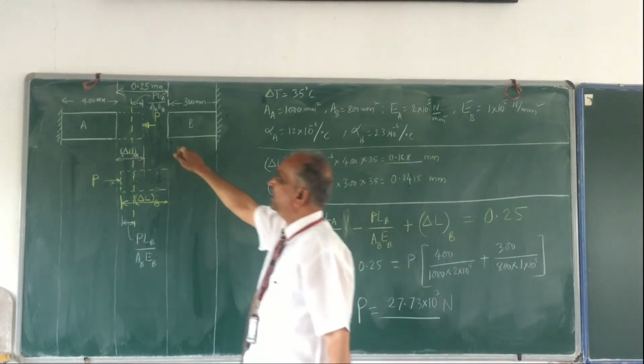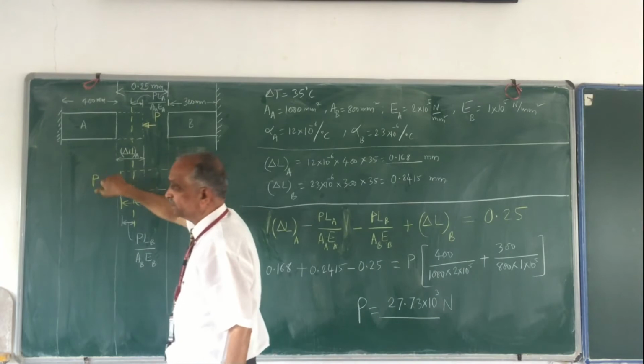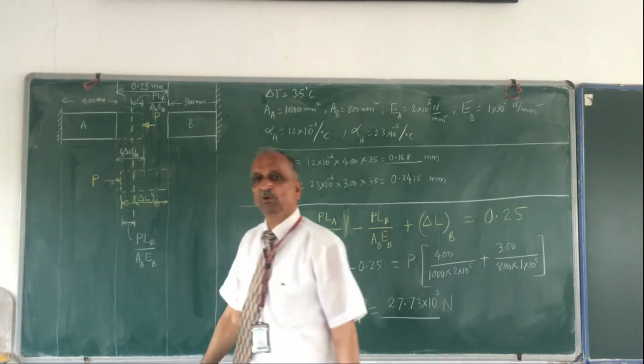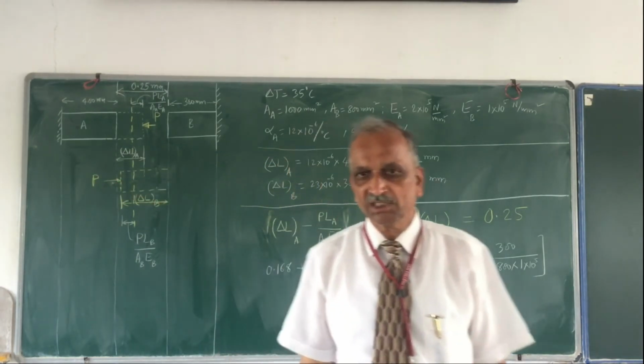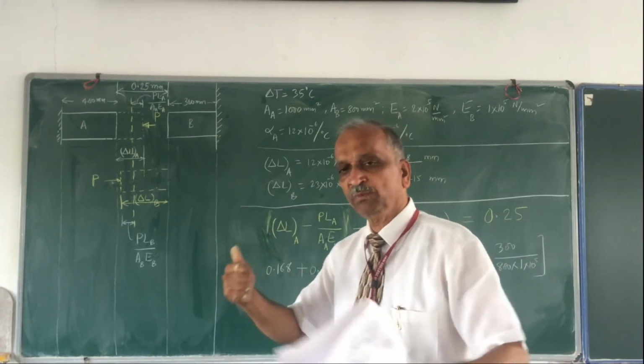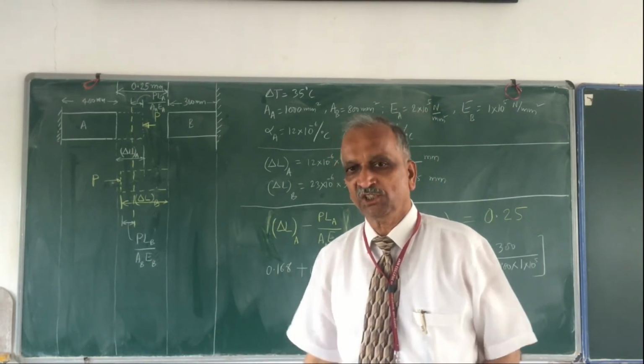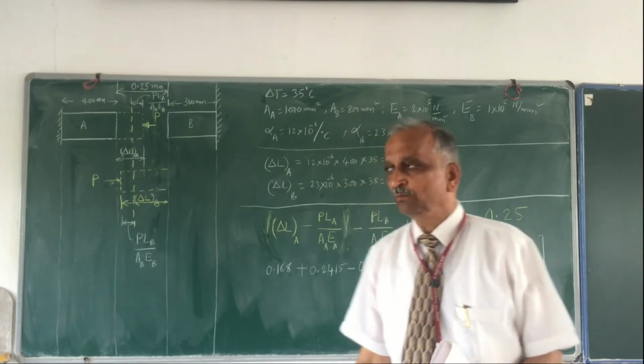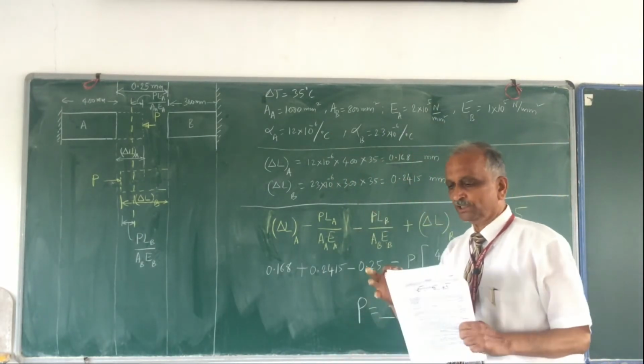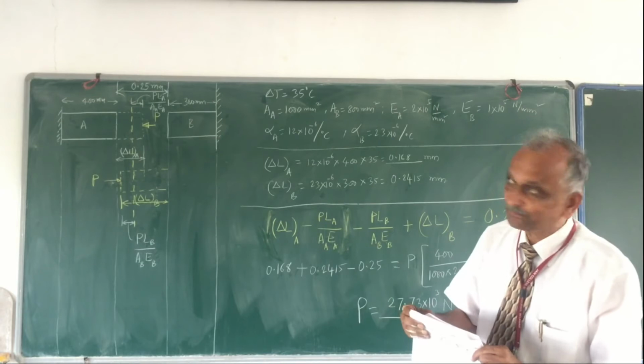The stress in A is compressive. Stress in B, again, is compressive. Both members are subjected to compressive stresses. Each member is pressing against the other, and therefore both of them are subjected to compressive stress. I hope you understand that.